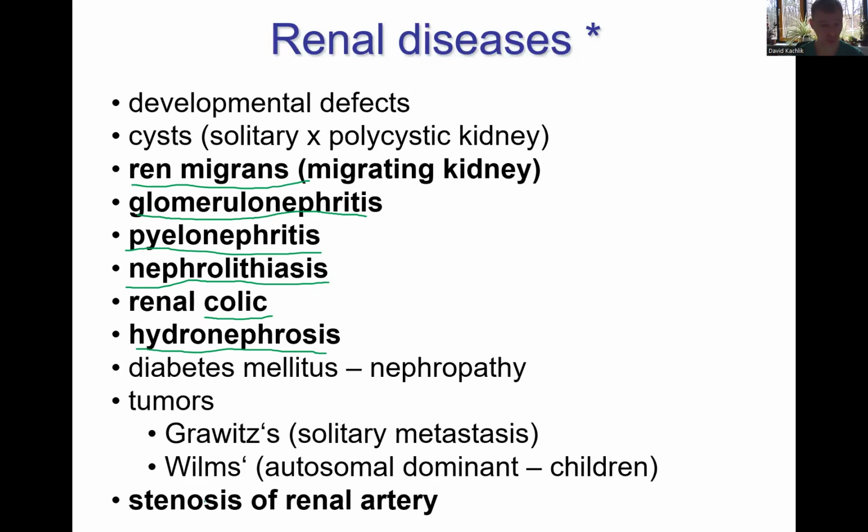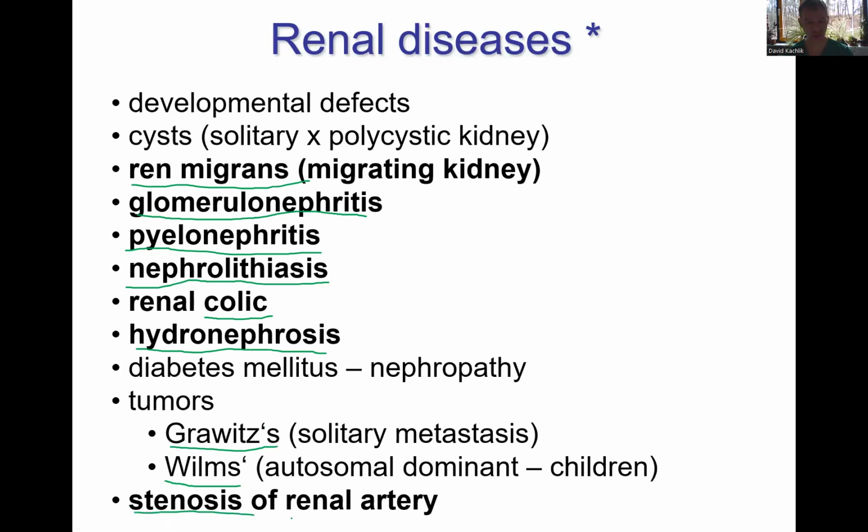There are two specific tumors which you may hear about in biology. You will hear about the autosomal dominant Wilms tumor, and in internal medicine about Grawitz's tumor, which is a very specific tumor because it produces solitary metastasis. So usually one metastasis, quite often into the thigh bone. So it can then be more easily treated than other kinds of tumor.